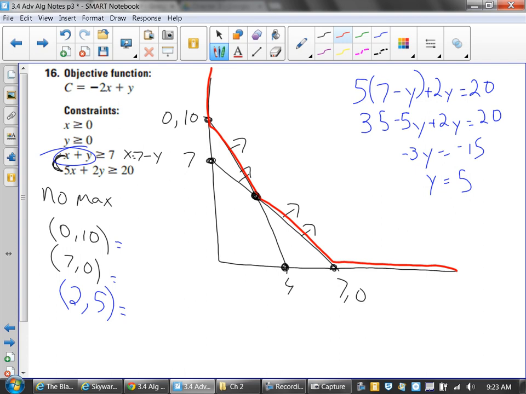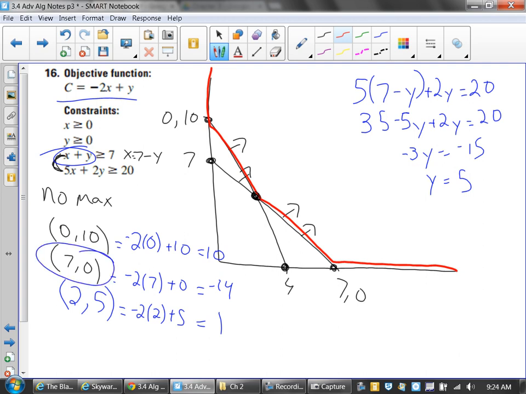That something's 2. And then you just use your objective function, negative 2 times 0 plus 10, negative 2 times 7 plus 0, and negative 2 times 2 plus 5. The result is 10, negative 14, and 1. Which one's your minimum? Very good. My minimum occurred at 7, 0. And that's how that looks.